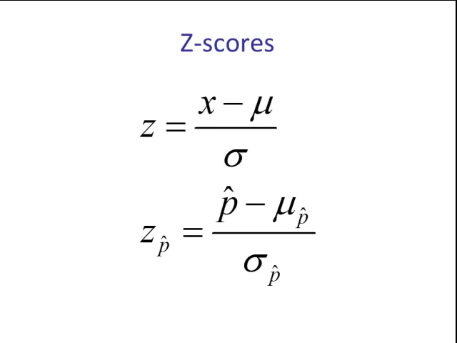Lesson Objective 2. If you recall, our z-score is our x minus the mean divided by the standard deviation. So if we're looking for a z-score for p hat, we take our p hat minus the mean of the sampling distribution of p hat, divided by the standard deviation of the sampling distribution of p hat.